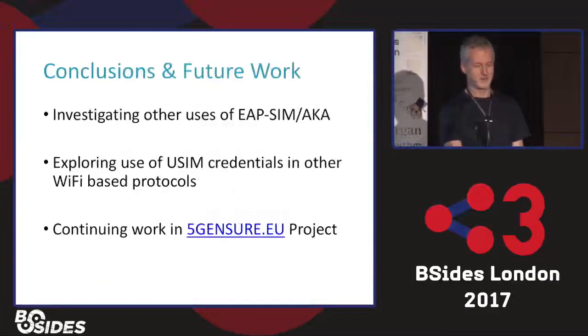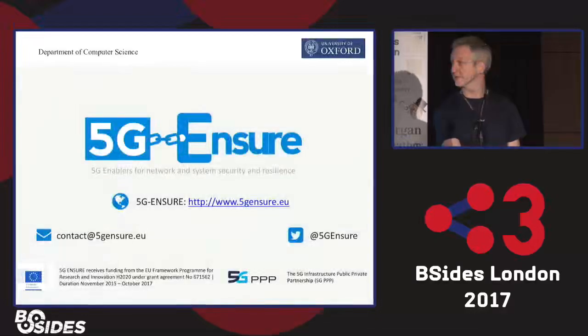So I think, basically, future work, we're still looking at other uses of AKA and eSIM, and then looking at the use of USIM credentials in other Wi-Fi-based protocols and other protocols, because it was news to me when I first started looking at this that the USIM credentials were being communicated up into the OS level. I'd assumed they were staying down in the baseband, but no, they've been used at the OS level for a while now. As I said, this is part of the 5G Ensure project, which is an EU Horizon 2020 project.